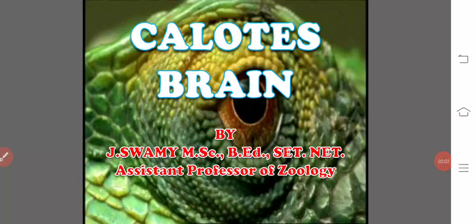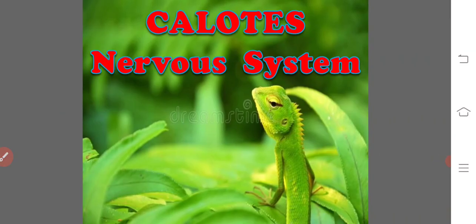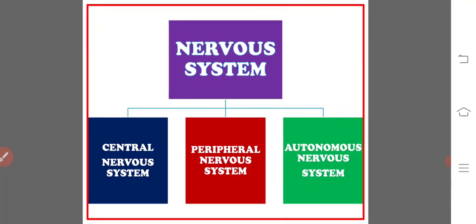Hi viewers, in this class we are going to discuss the structure and functions of the brain of Calotes. In general, the nervous system of Calotes is similar to that of the frog except for a few minor variations.